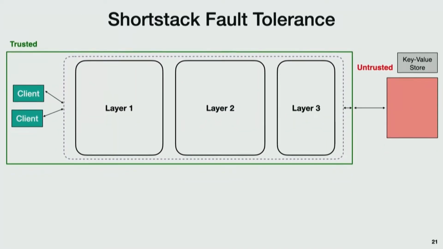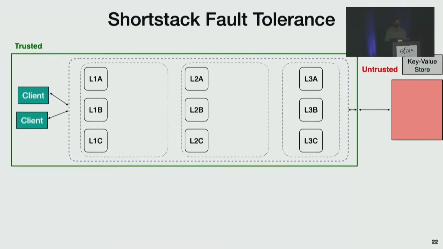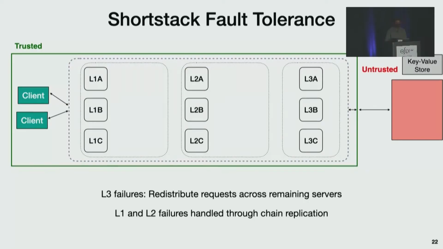Now, in order to see fault tolerance for SHORTSTACK, consider this example where you have 3 servers in each layer. We have already seen that failures in layer 3, which is partitioned by replicas, do not lead to any security violation. So upon failure, we can simply reroute those requests to the remaining healthy servers in layer 3. Layer 1 and 2 handle failures through chain replication with enough replication factor.